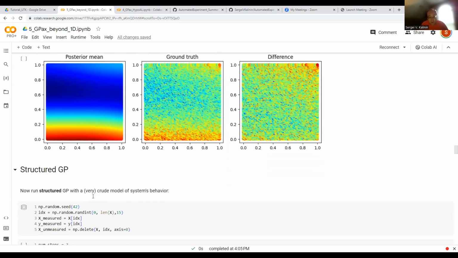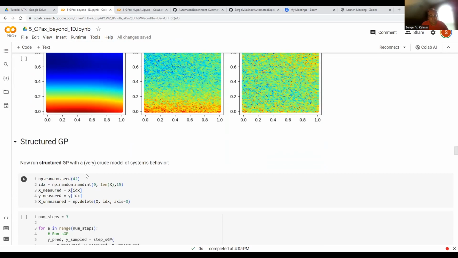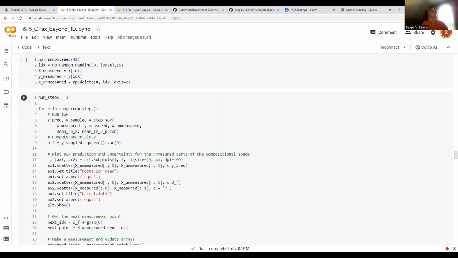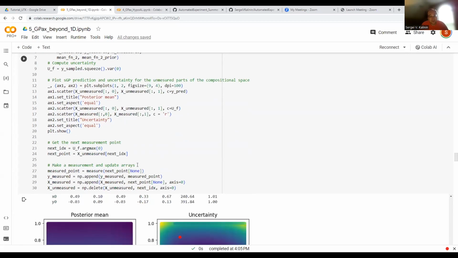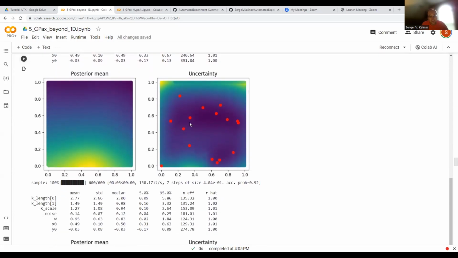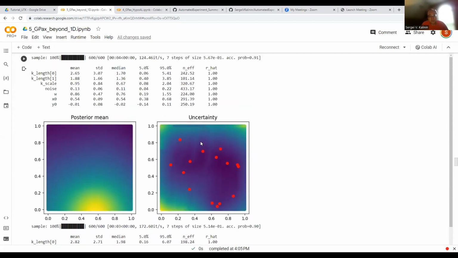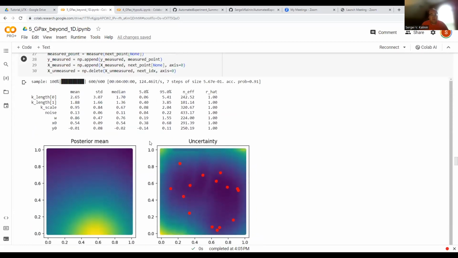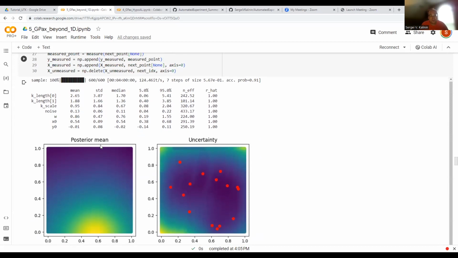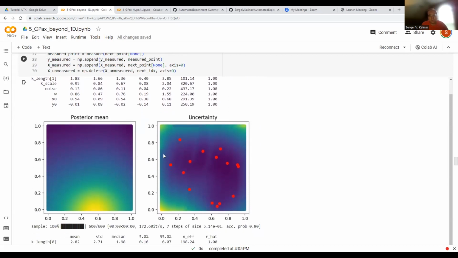Now, how do we instantiate the structured GP? Same principle, except that now our GP step explicitly includes the mean function and mean function prior. And you run the process exactly the same way. Notice that in this case, our posterior mean was a kind of Gaussian, which is not exactly the right function.